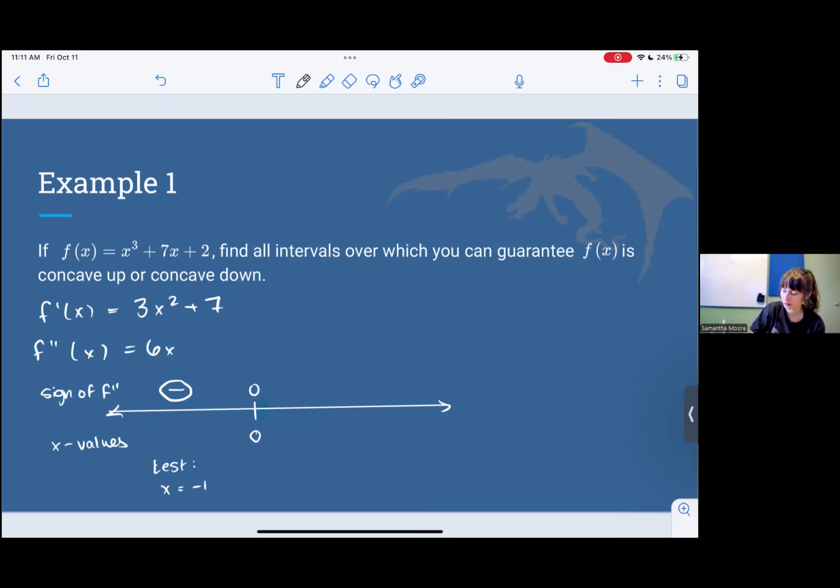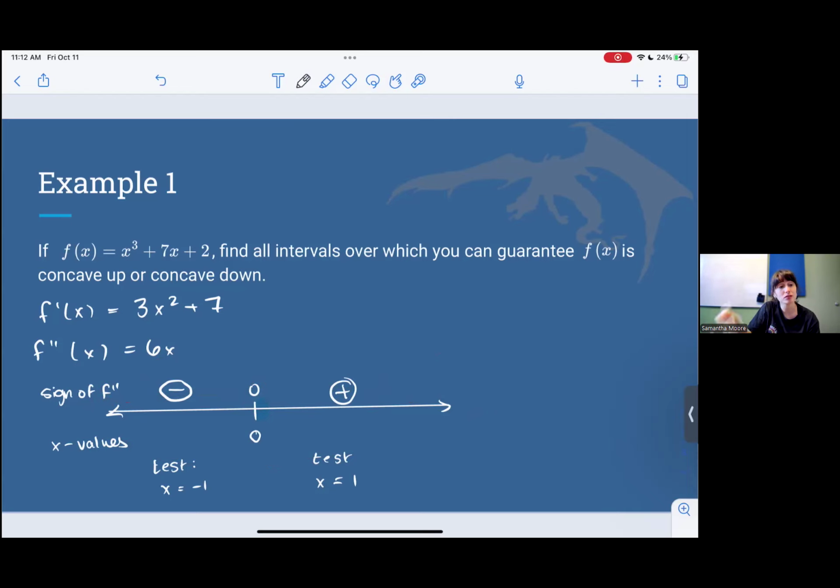And then similarly, if I test x equals +1, then f double prime of +1 is going to be 6 times 1, so it's 6. So f double prime is going to be positive in that region. So all this number line is telling me is that up to x equals 0, f double prime is negative. At x equals 0, f double prime is 0. And then above x equals 0, f double prime is positive.